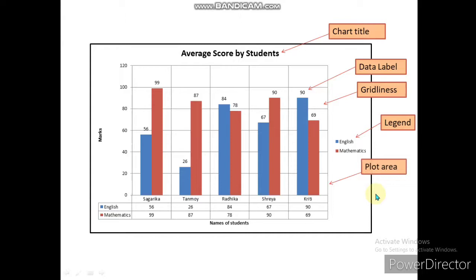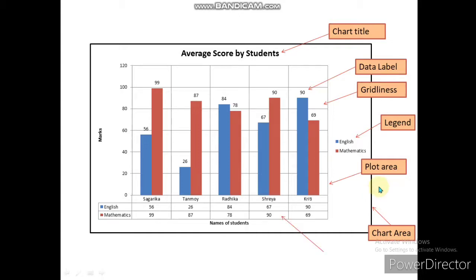Next is plot area. Plot area is the area containing the chart, axis and grid lines. The area which contains chart, axis and grid lines is known as plot area. Next is chart area. The entire area containing the chart and all its elements is known as chart area.